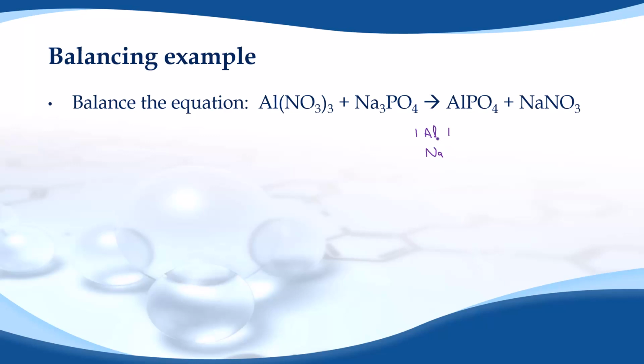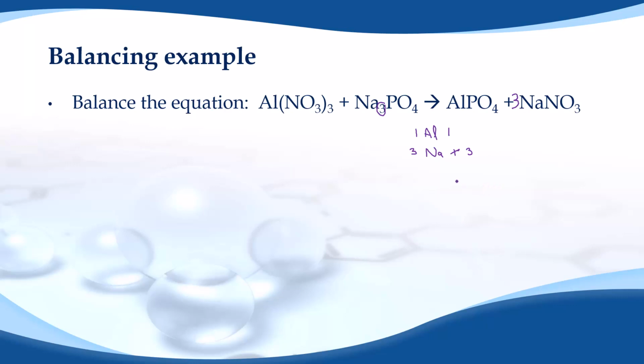Our next metal is sodium. We have 3 sodium atoms on the left, 3 Na, but we only have one on the right. The way that we balance the sodium is we change the coefficient. You cannot ever change a subscript in a chemical reaction, only the coefficients. So because I need 3 sodium atoms on the right-hand side of the equation, I'm going to put in a coefficient 3 in front of the sodium nitrate. So now I have 3 times 1, which is 3 Na.